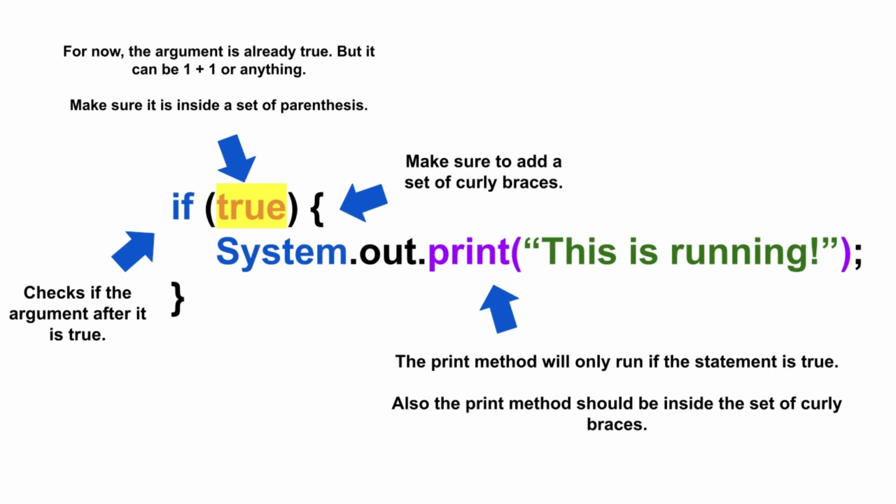After your argument, please make sure to write a set of curly braces. It is a must. Your program will not work without it. Inside the curly braces, go to the next line and write whatever you want. I will just write a simple print method. Notice how the print function is inside the parentheses. It should be like that.